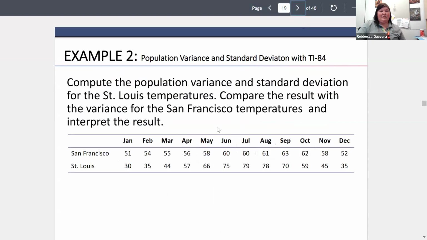So this is for Excel. So we're going to take this data. We already looked at San Francisco. We're going to take St. Louis's temperatures, and we want to compute the standard deviation and the variance.